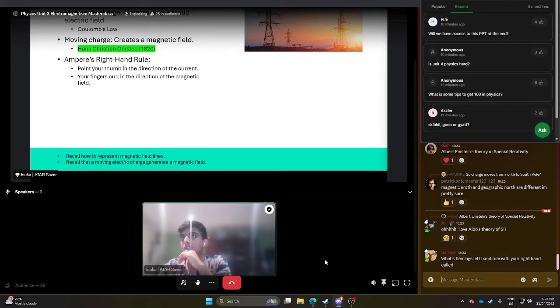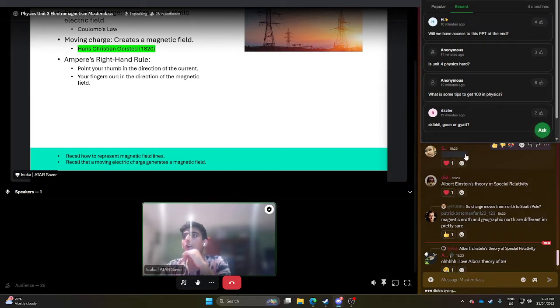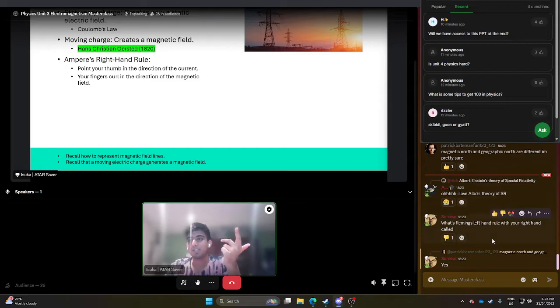Okay, I've just seen a question: what's Fleming's left-hand rule with your right hand? Oh yes, I will talk about this actually. It's very confusing, so I'll bring this up. The left hand is generally for motors, which is what we'll be talking about, but I'll bring up what the right hand does as well. That's a very good question. It's an important distinction to make later on, so I'll come back to that.